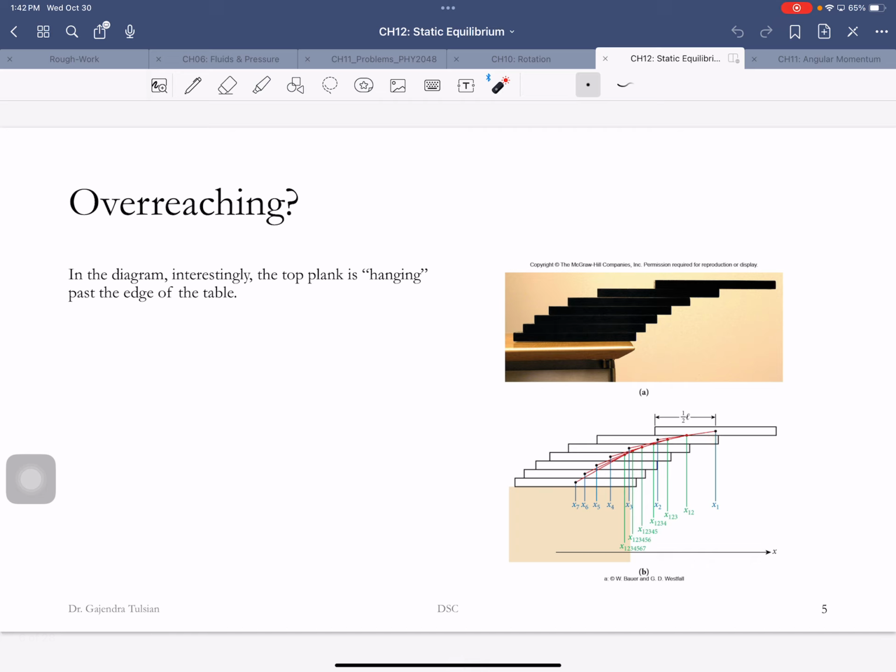Now you have to do the same thing for each set. So for the top two tiles, there's the center of mass, and that is behind this edge. For the top three, there's the center of mass, and that's behind the edge. And so you can keep doing that.